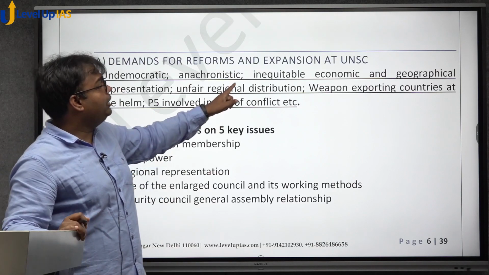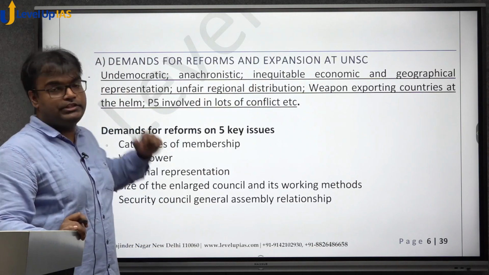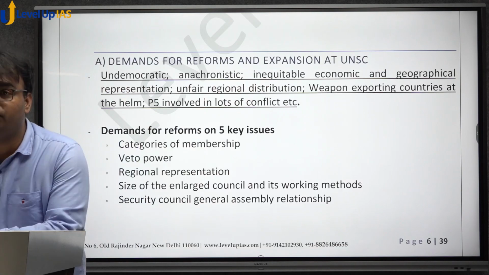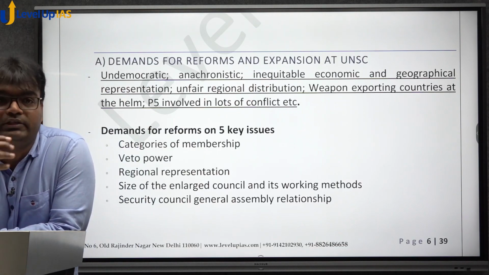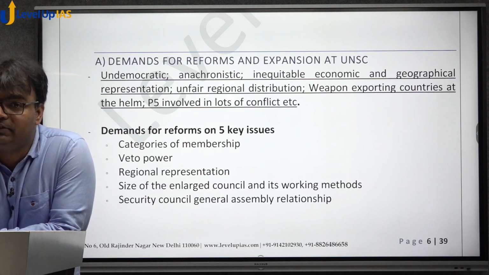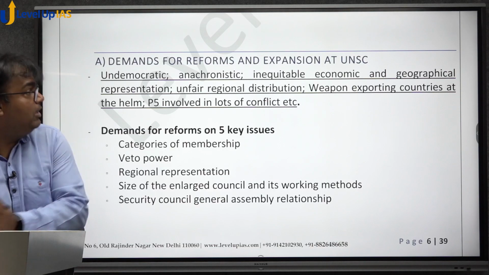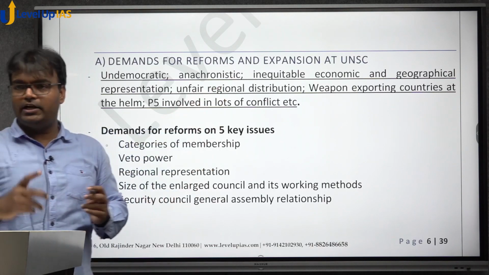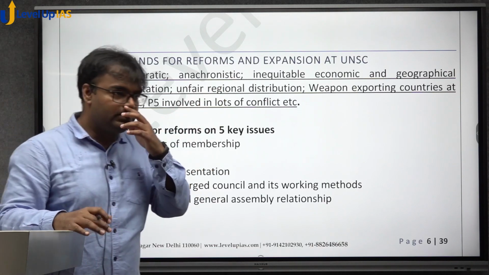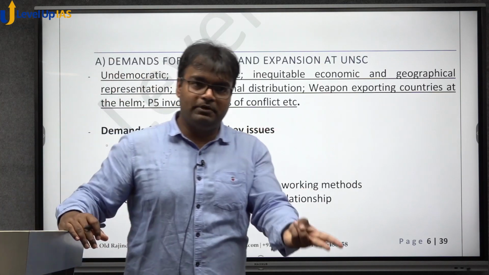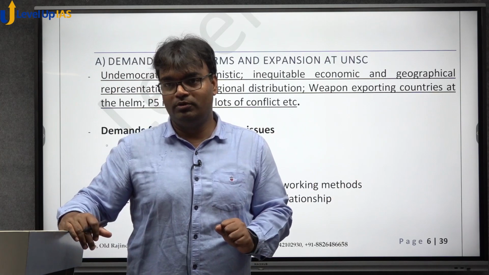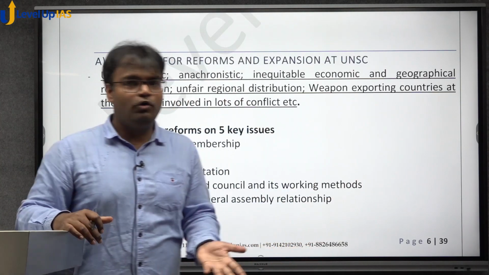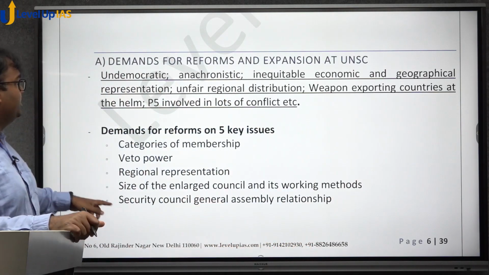Then inequitable economic and geographical representation is there. As I was saying, bigger economies like Brazil, India have not been given representation. Smaller economies have been given representation there. Similarly, on geographical representation, from Europe we have 2 permanent members, and there is an option of 5 non-permanent members also. This is not the case for, let's say, Africa or any other region.